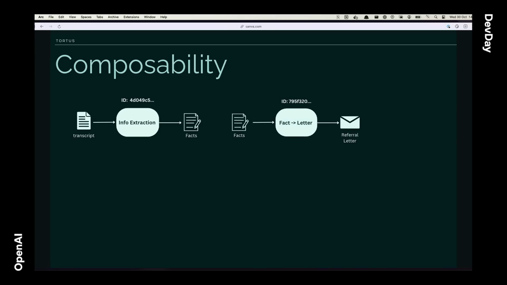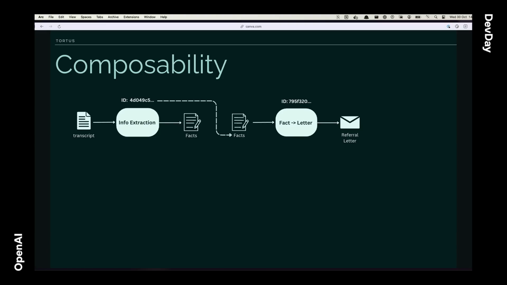We want a way of specifying how these two blocks can compose together, right? We initially thought, okay, let's just use the term facts, and that will be the connection between the two blocks. But facts can be very high level. You can have facts in bullet points, you can write them in paragraphs, and that can lead to different outputs down the line. So we need to be very explicit here.